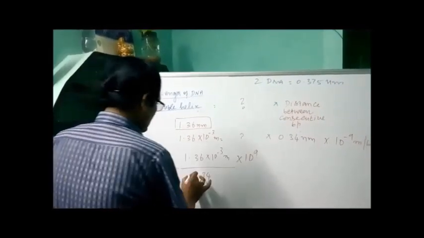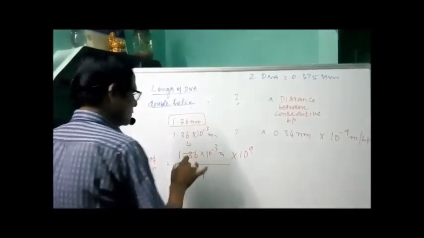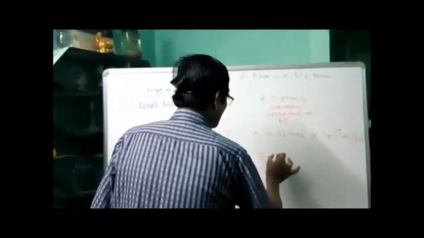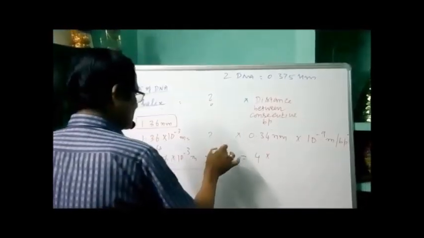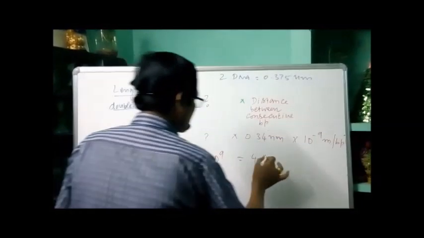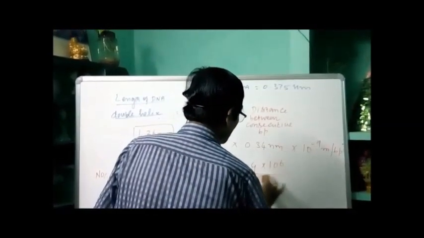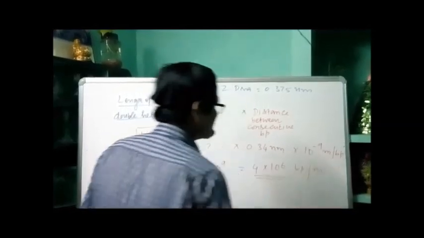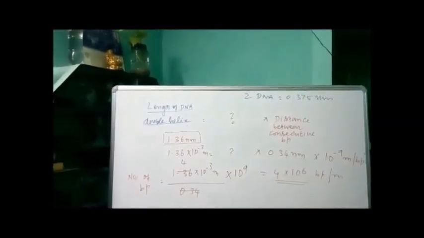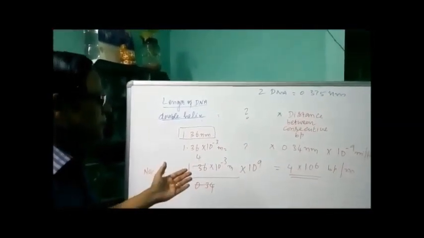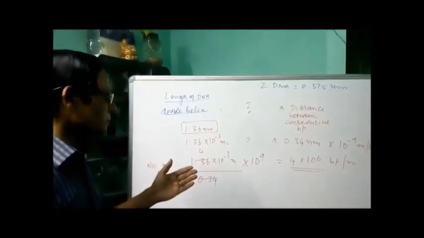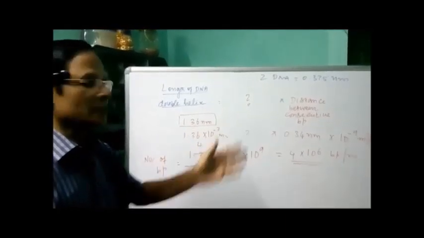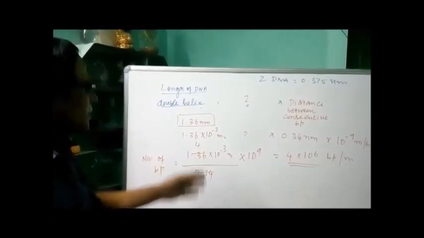Now what we are getting, see, this is 4. So now 4 into 10 power 9 minus 3, we have 10 power 6. Such a huge number of base pairs per meter. These are all the number of bases per meter. So this is the value you can calculate.